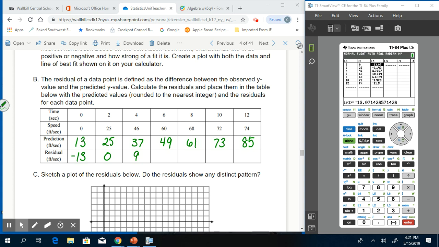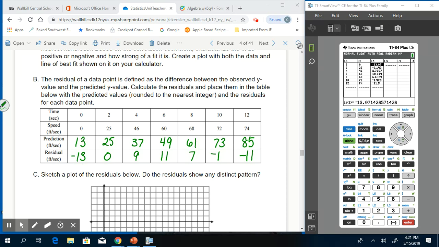For the next one, 60 minus 49 is 11. And in the table, 10.7 will be rounded to 11. Then the next one, 68 minus 61, is exactly 7, which in the table would be about 7. 72 minus 73 is negative 1, and negative 1.4 would stay as negative 1. And then 74 minus 85 is negative 11. In the table, I think it looks more like 12 it would be rounded to, but if we go by our predictions, we're just going to leave that as negative 11.